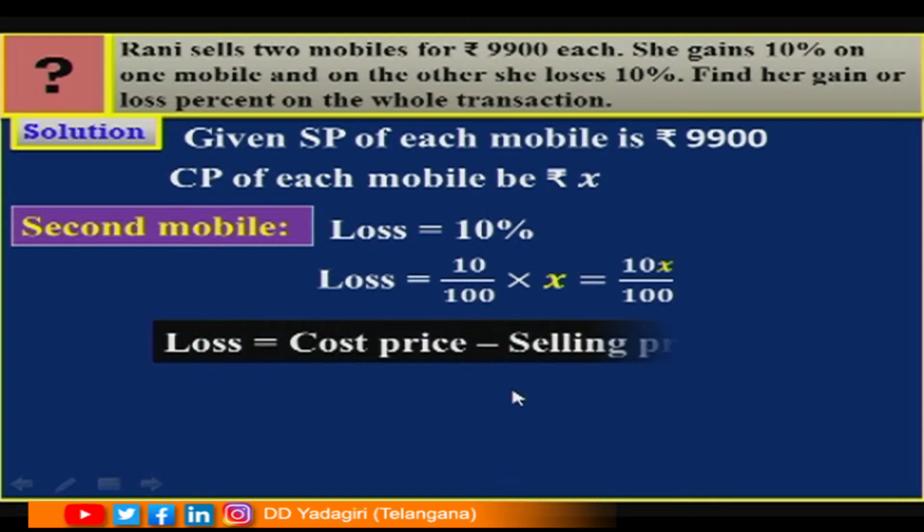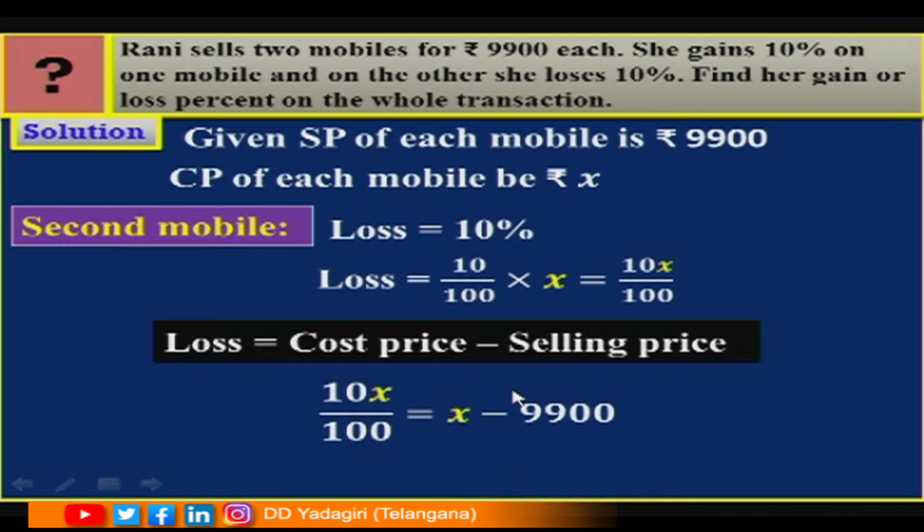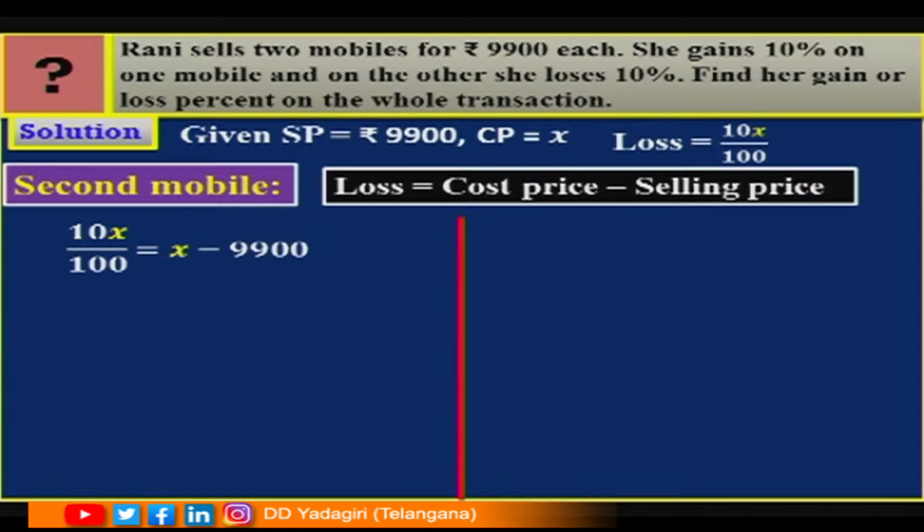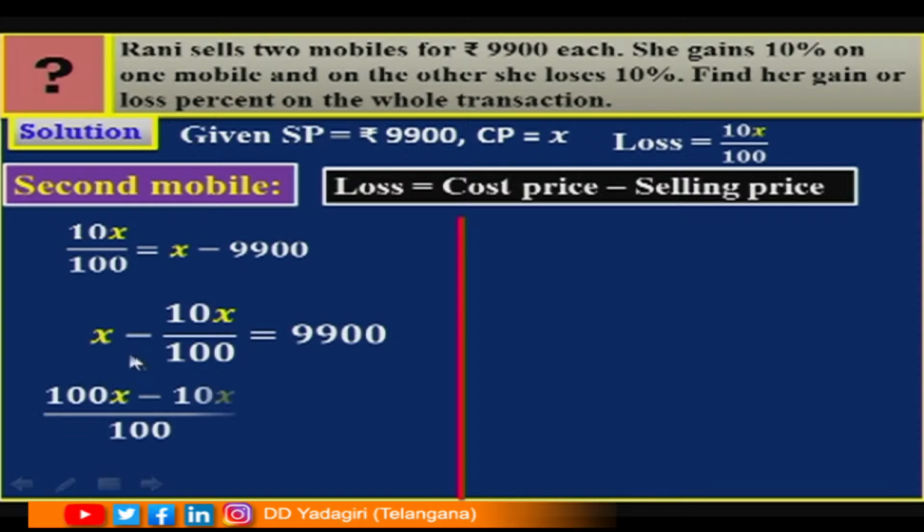Yes, it is CP minus SP, or cost price minus the selling price. On substituting this, we get 10x by 100 is equal to x minus 9,900 rupees. So, let us solve this equation. On taking LCM, here we get 100x minus 10x by 100 is 9,900. On subtracting these two, we get 90x divided by 100 equal to 9,900.